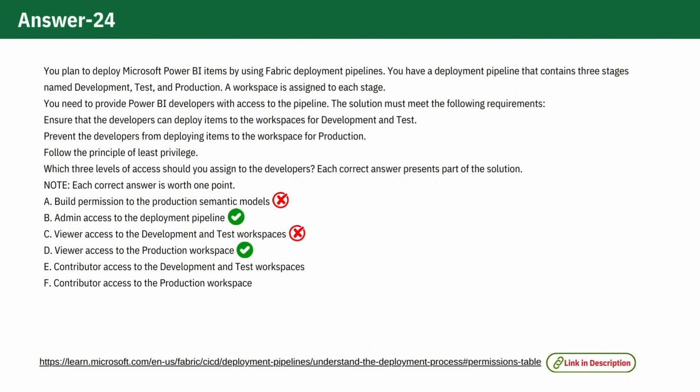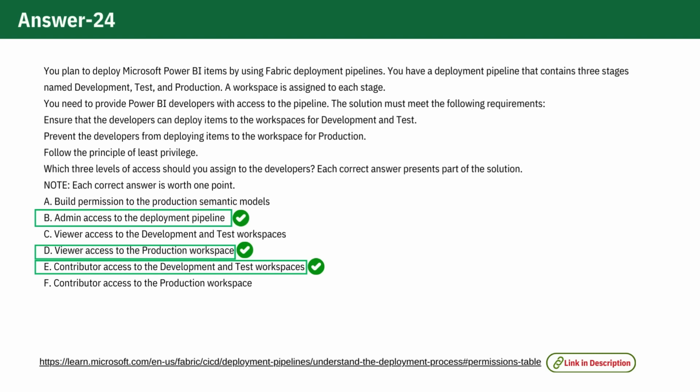This access level is necessary for their development and testing tasks, making it the correct answer. Option F. Contributor access to the production workspace. This violates the principle of least privilege by allowing developers to make changes in the production environment. Therefore, it is incorrect.